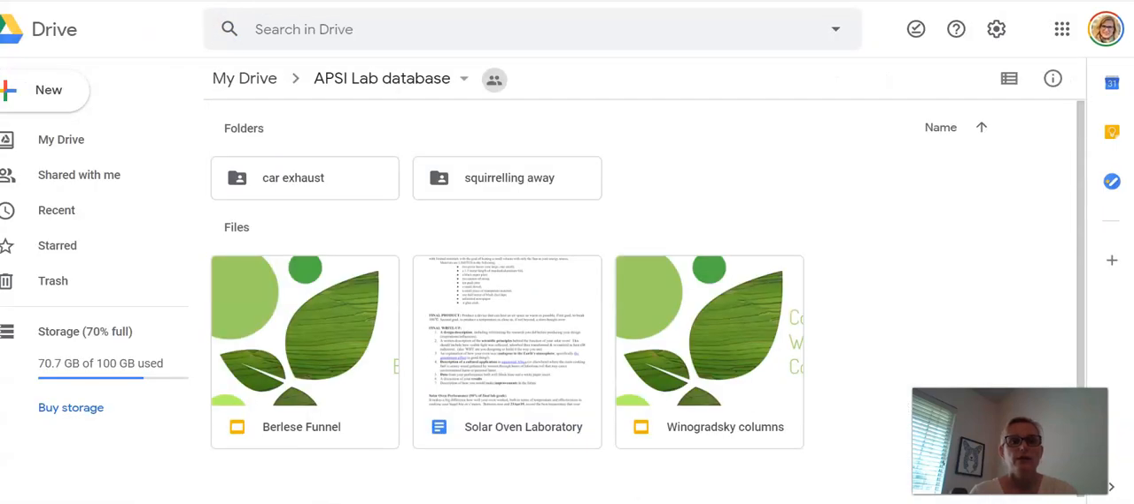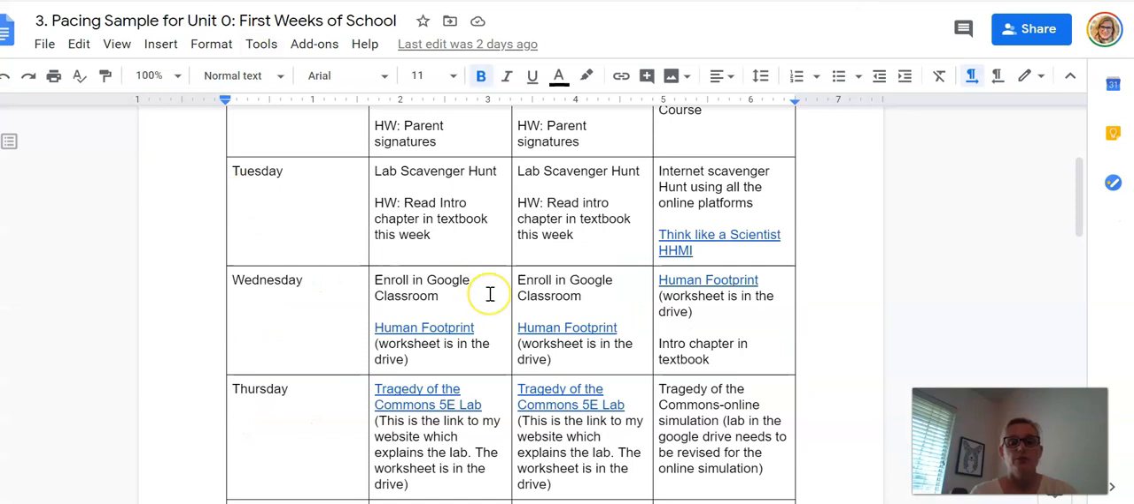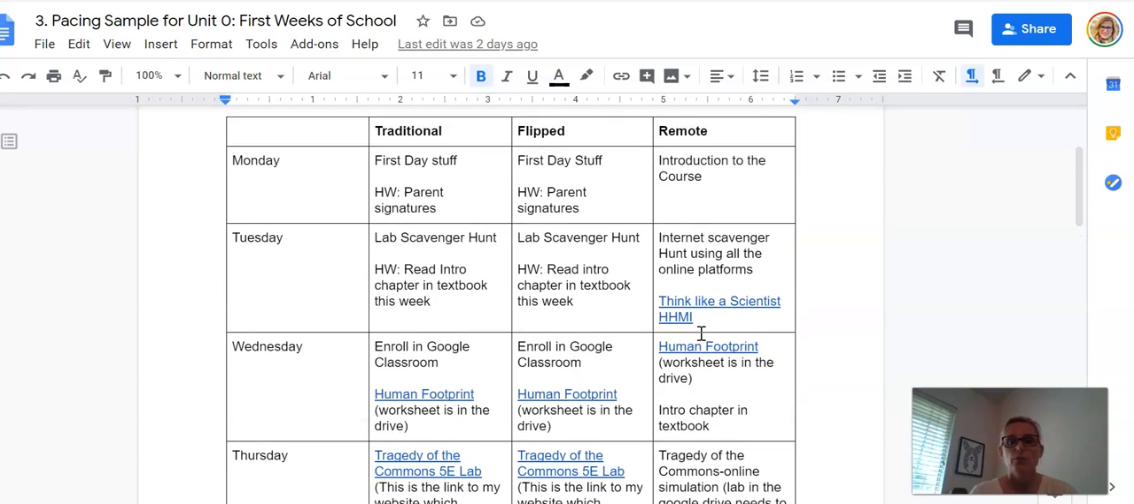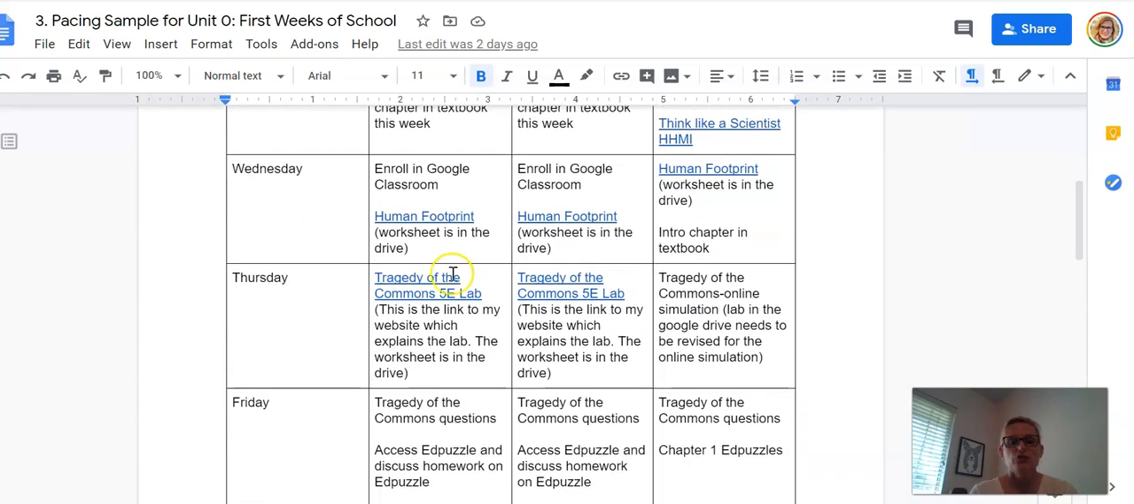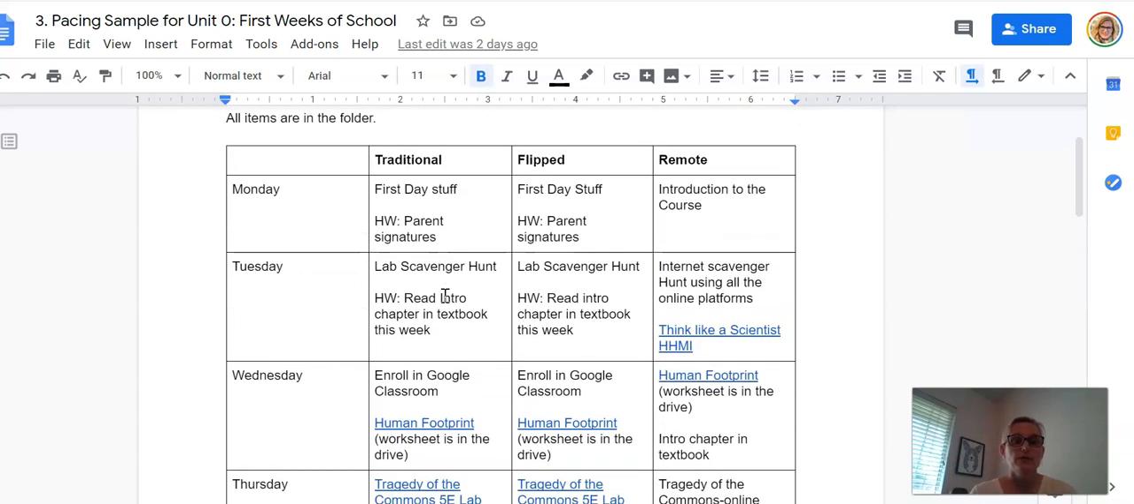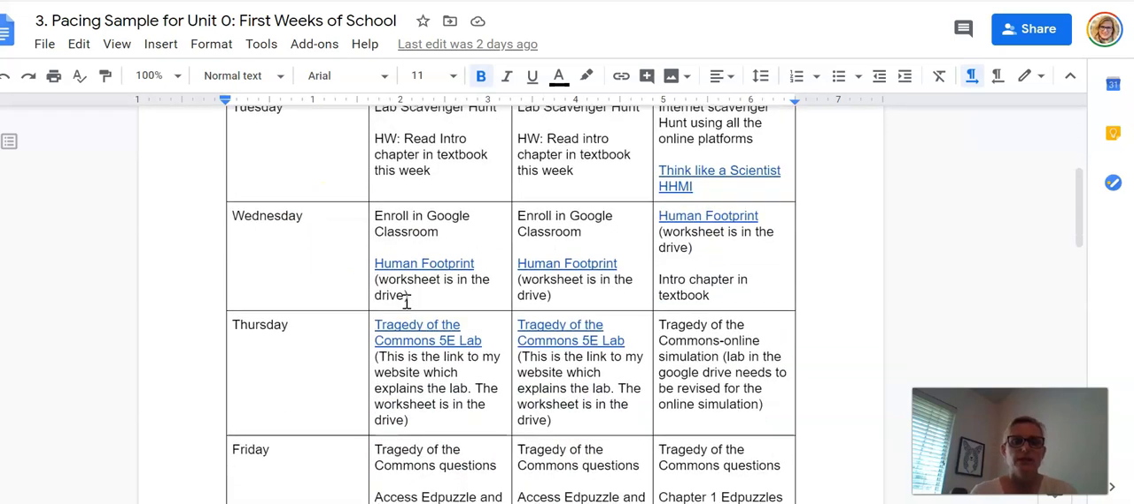And that is something, where am I? Here's the pacing sample. So we're right here, human footprint. That is something that can also be done for remote learning. For remote learning, if there's no lab safety you have to do, you can throw in one of these HHMI resources. Tragedy of the Commons I'm going to do here on the Thursday, so the 4th day of school. We actually don't start Monday, we start on a Tuesday, so everything would be shifted for me, but that's beside the point.